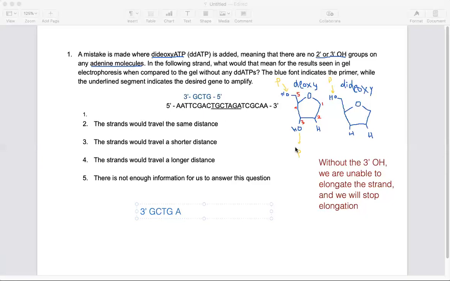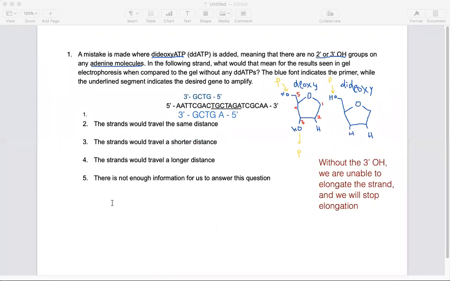And so technically, our DNA strand would look something like this, where we have an extremely short strand where we only added the adenine because the cytosine is unable to add on to the molecule without the OH, right? And so now we know, okay, we have a shorter strand. What does that mean for our gel electrophoresis?